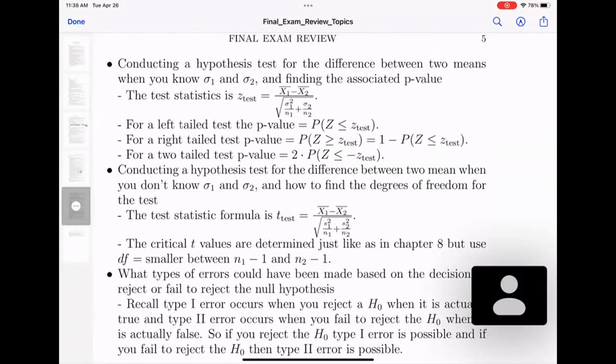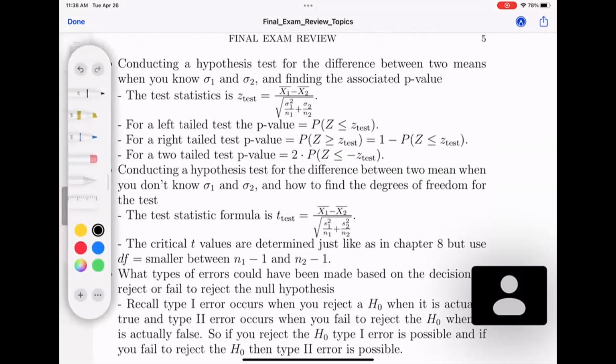Conducting a hypothesis test for the difference between 2 means when you know sigma 1 and sigma 2, and finding the associated p-value. So the test statistic formula was given as follows: x1 bar minus x2 bar divided by the square root of sigma 1 squared over n1 plus sigma 2 squared over n2. Gosh dang it, I missed a squared. So there should be a squared here.